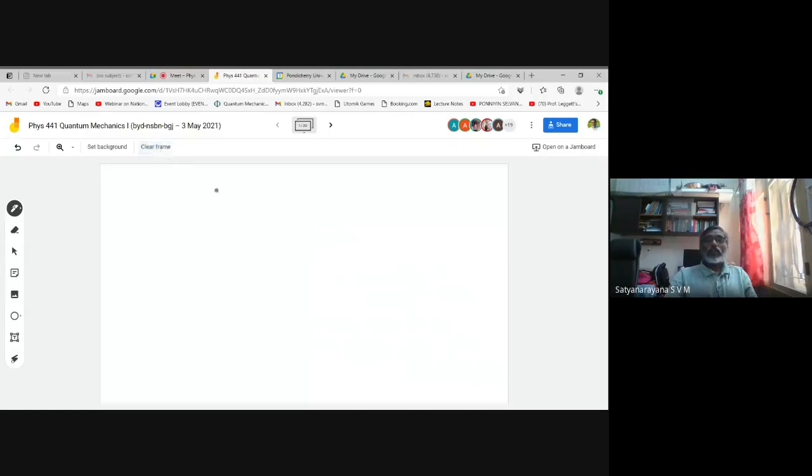Okay, so that means what? That means we have f of t is equal to first f of 0 plus t times h acting on f, plus t square by factorial 2 times h square acting on f, and so on.